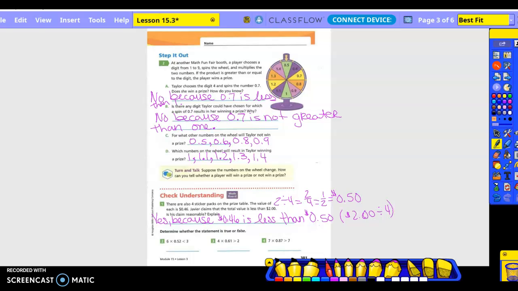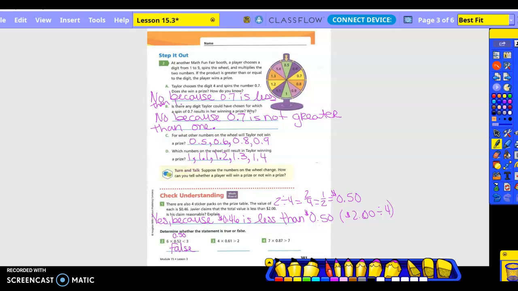Alright, so determine whether the statement is true or false. 6 times 52 hundredths is less than 3. So basically, we're comparing those whole numbers right now. So 6 compared to 3. What is 6 compared to 3? A half, right? So we're comparing this to 0.50. So is that statement true? No, so it's false. Now, if it was anything less than 50, would that be correct? Yes, but since it's more, it's false.